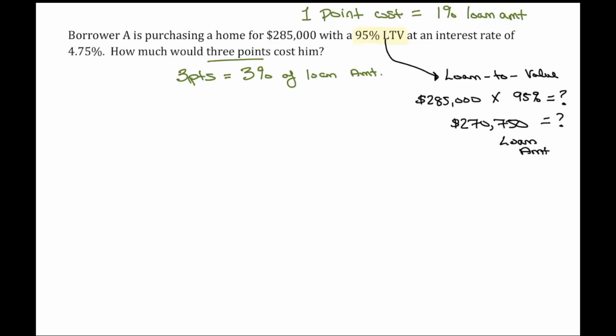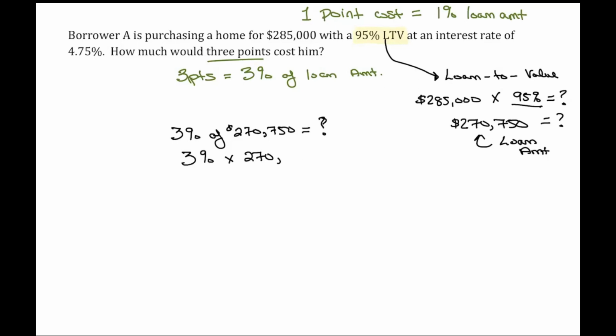Loan to value is giving us a percentage, but this is our loan amount. That's right. And we need 3% of that loan amount, 270,750. So what math are we going to do to find 3% of 270,750? Again, the word of gives us the key to multiplication. So 3% times 270,750.